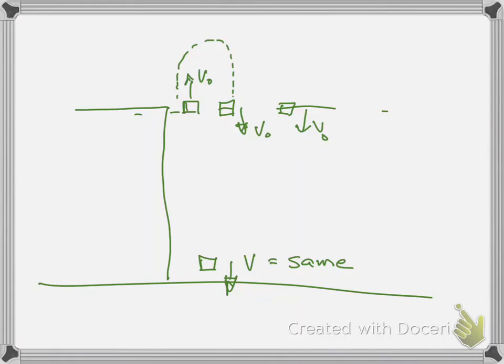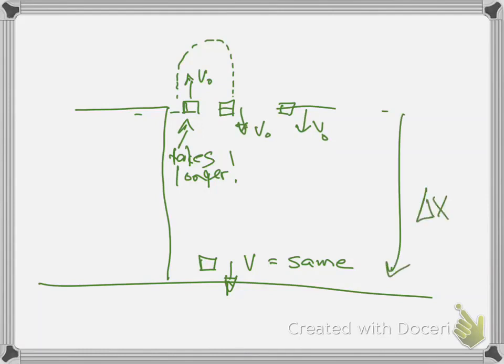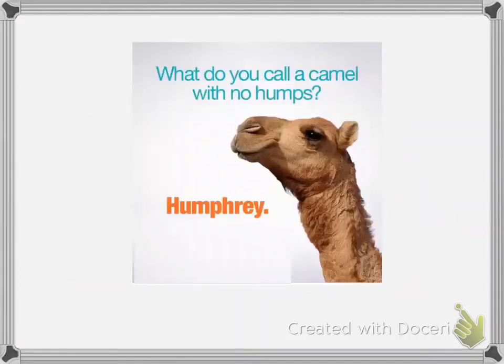Now, what will be the difference between the two? The difference is the one that I threw upwards takes longer. So they won't have the same amount of time. They have the same displacement. They have the same final velocity. They have the same acceleration. But the one that I threw up will take longer to get to the ground. Get it?